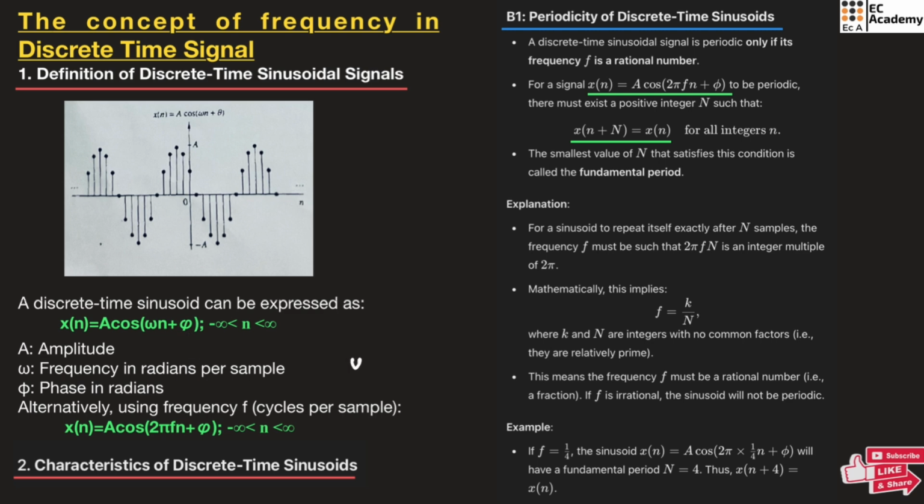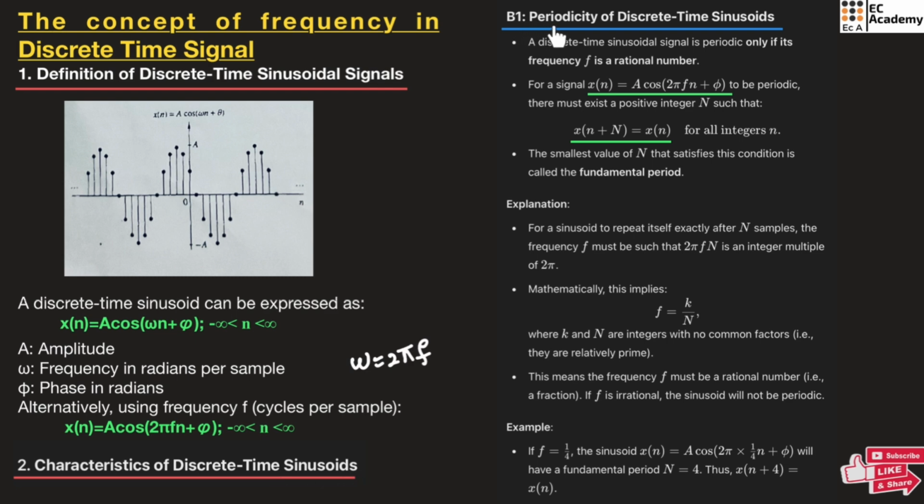Here we can take omega is equal to 2 pi f. So if we replace omega is equal to 2 pi f in this equation, we will get x of n is equal to A cos(2 pi f n plus phi). So this is an alternative way of representing a discrete time sinusoidal signal, and this 2 pi f n represents the number of cycles per sample. Now let us understand the characteristics of discrete time sinusoidal signal.